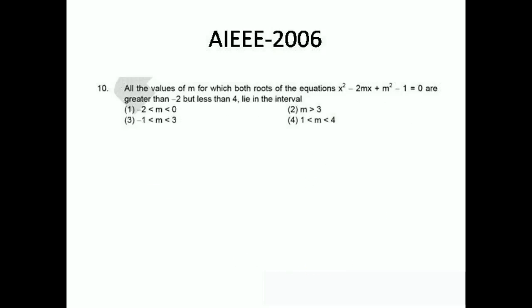They say the roots are always less than 4. So which is the higher value, m - 1 or m + 1? It's m + 1. So m + 1 is less than 4, that means m is less than 3. So our answer is that m lies between -1 and 3. So the right answer option is -1 to 3. This is a very basic question.